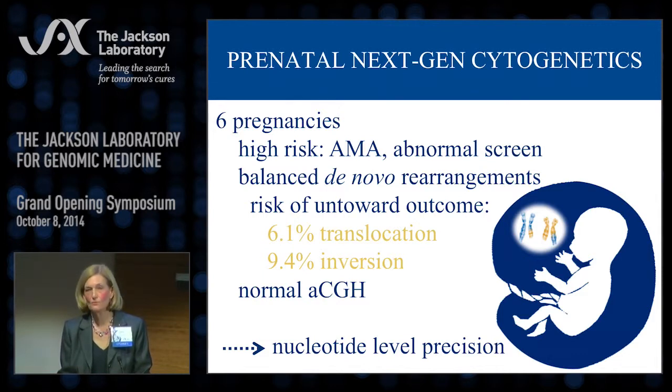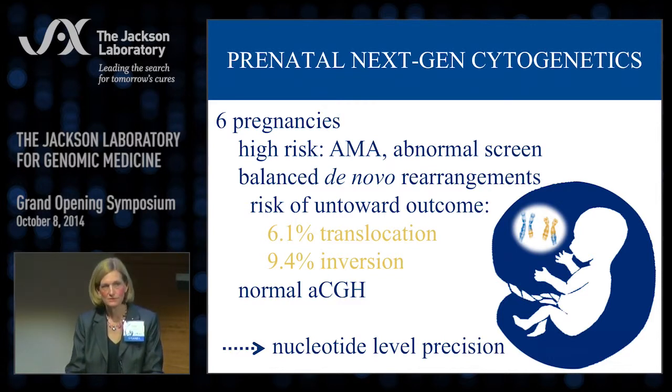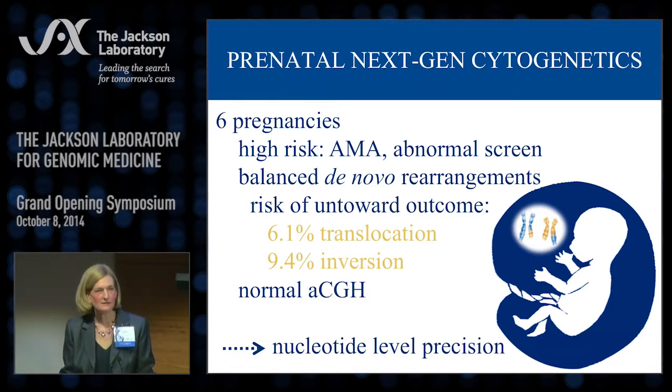And we know from the work of Dorothy Warburton in the early 1990s that the risk of an untoward outcome from a de novo rearrangement picked up in prenatal analysis is stated to be 6.1% for a translocation and 9.4% for an inversion. And I've heard from Niels Tommerup's group in Denmark that they believe these are a bit underestimates, and it's really around 20% when they follow the child out from the delivery.